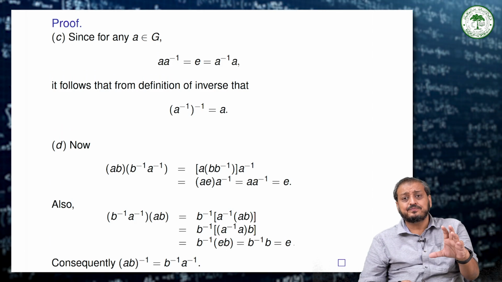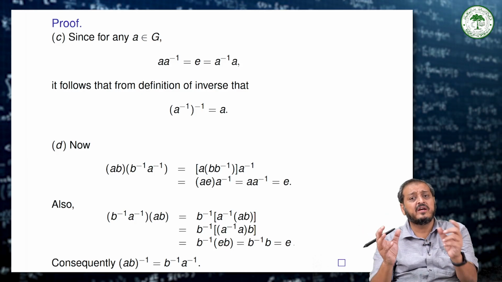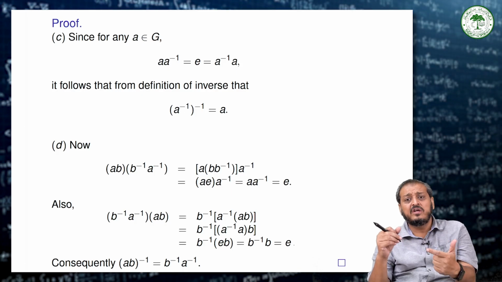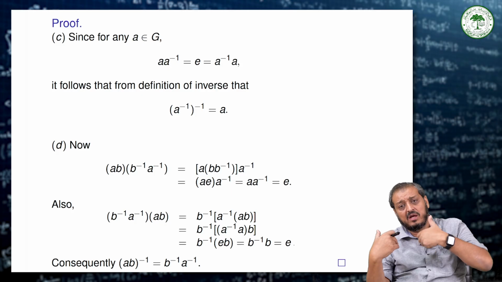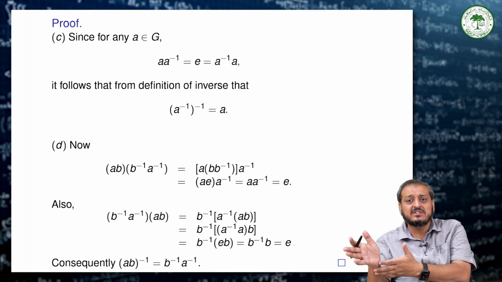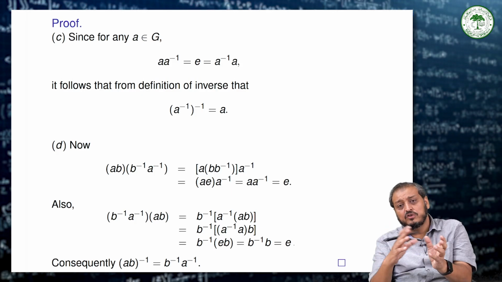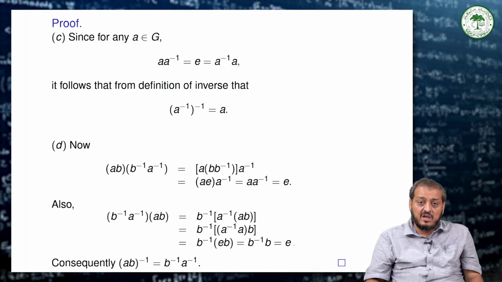We have said that the identity element of the group is unique. The inverse of each and every element is unique, and if we take the inverse of an element's inverse, we get the element itself. And if we take the inverse of a product, the inverse reverses the order: B inverse and A inverse.